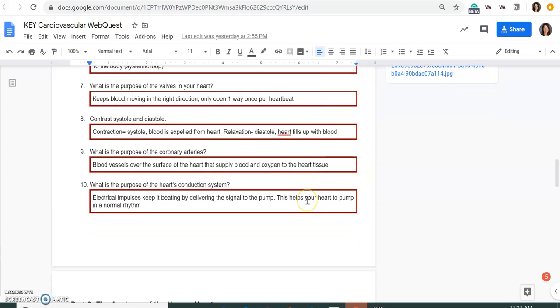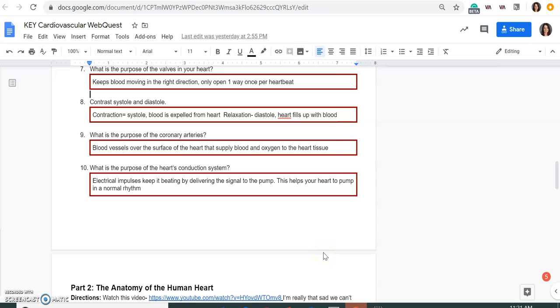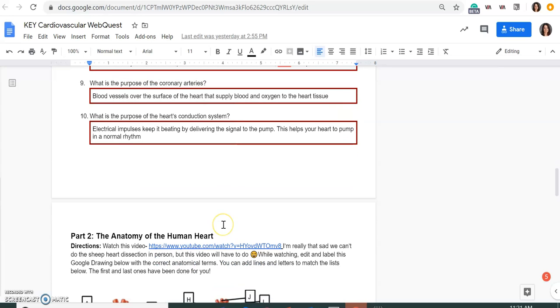The purpose of the coronary arteries, those are the blood vessels over the surface of the heart that supply blood to the heart tissue, that cardiac tissue, cardiac muscle. And then the purpose of your conduction system, we're going to talk more about this next week when we learn how to interpret an EKG. Electrical impulses keep it beating by delivering the signal to the pump. This helps your heart to pump in a normal rhythm. So those lub-dub sounds that you guys feel and hear, those are controlled by your conduction system.